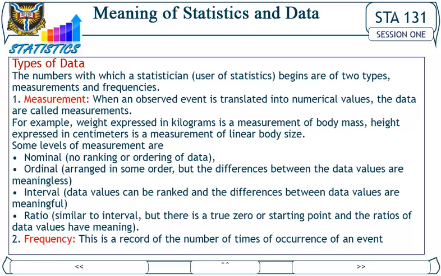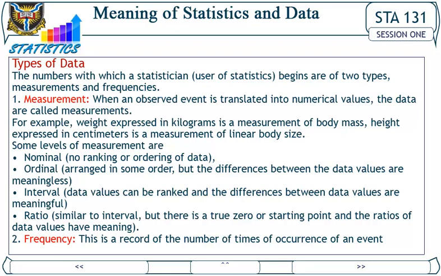Types of data. The numbers with which a statistician or user of statistics begins are of two types: measurements and frequencies. 1. Measurement. When an observed event is translated into numerical values, the data are called measurements. For example, weight expressed in kilograms is a measurement of body mass, height expressed in centimeters is a measurement of linear body size. Some levels of measurement are: nominal, no ranking or ordering of data; ordinal, arranged in some order, but the differences between the data values are meaningless; interval, data values can be ranked and the differences between data values are meaningful; ratio, similar to interval, but there is a true zero or starting point and the ratios of data values have meaning.